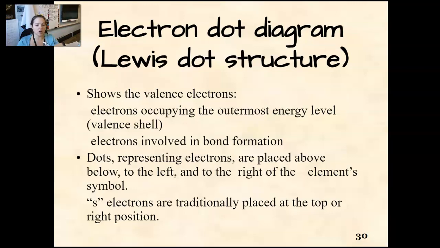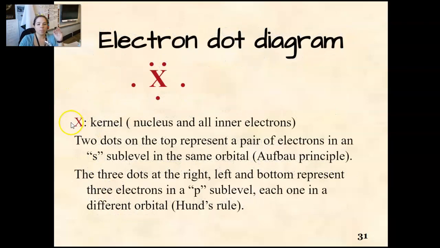S electrons are typically placed at the top or right position. Pretty much, I'm going to say start at the top, work your way around. So looking at this is what I was talking about. Above, below, to the side, to the side. X is the kernel. That's the nucleus. That's got all the inner electrons, the protons, and neutrons, everything on the inside that we don't have to worry about. We're just looking at the outside right now.